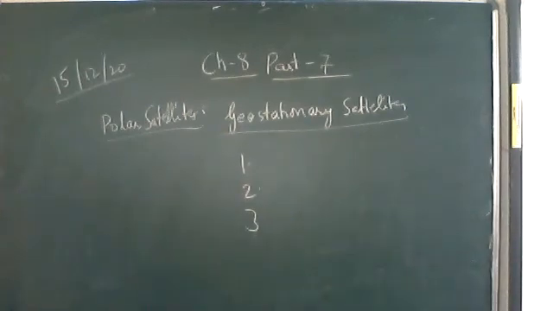Polar satellites revolve above the poles of the earth in north-south direction, at a height of 500 to 800 kilometers.